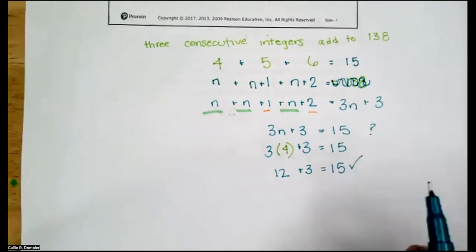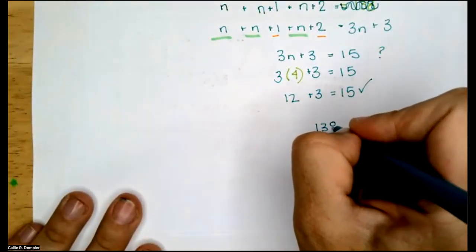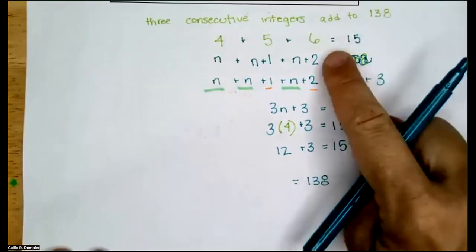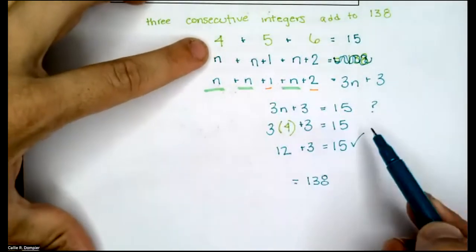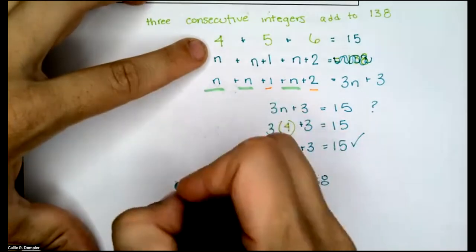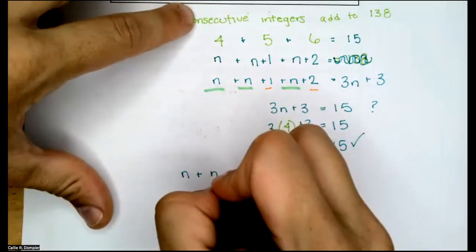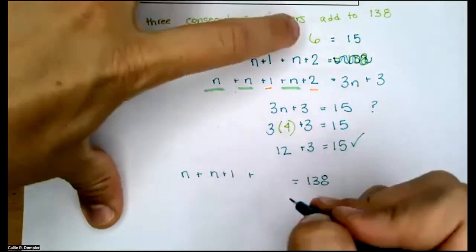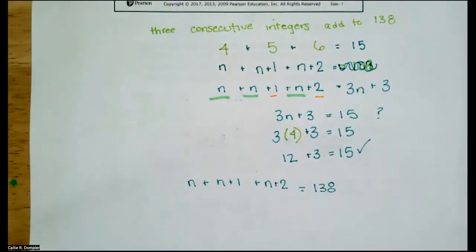All right, so now we want it to equal 138, but you can use this same equation. We don't know what the n is. We don't know if it's 4. Well, it's not 4 because 4 would be 15. But we know it's going to be n. The next consecutive integer is going to be n plus 1, and that next consecutive integer is going to be n plus 2. Any questions?